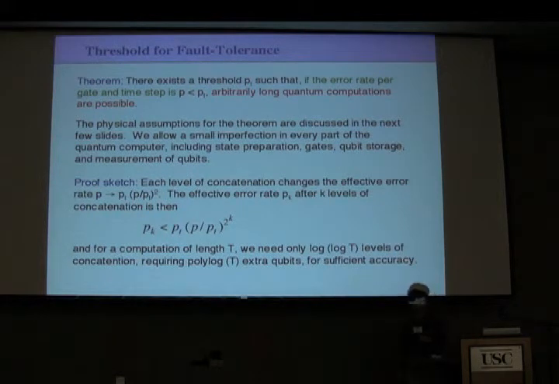And in fact, it can go down arbitrarily, because we have this threshold theorem, which says that if the error rate is below some threshold value, p sub t, then we can do arbitrarily long quantum computations with relatively modest overhead. So let's go through that argument just a little more carefully. This is not a complete proof. There are some details that need to be worked out. But this is the main idea.